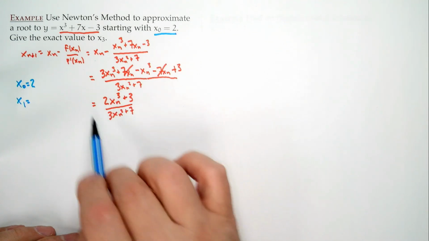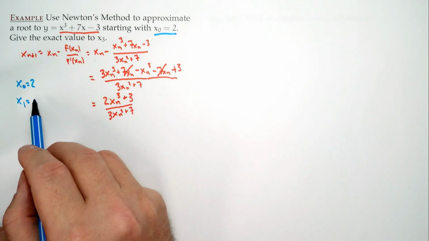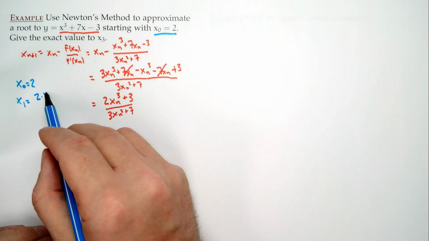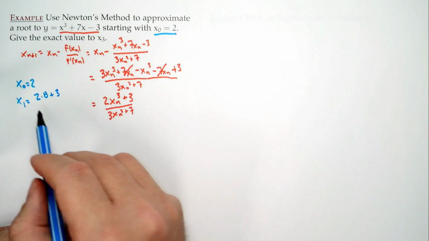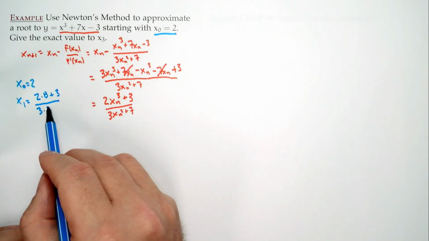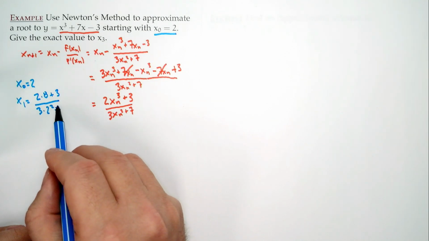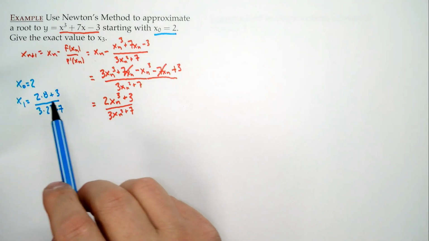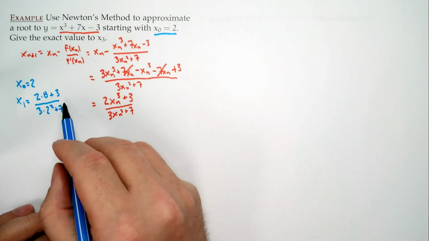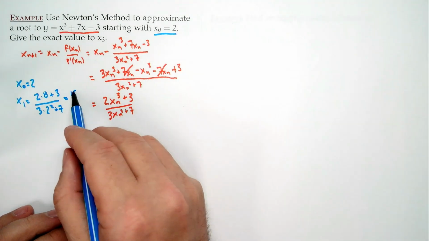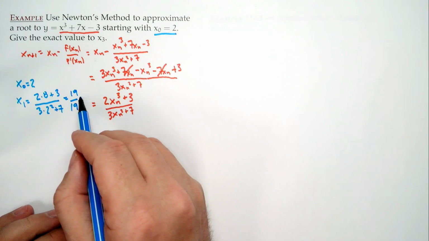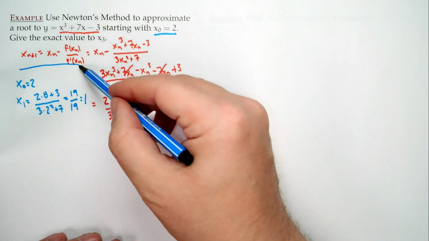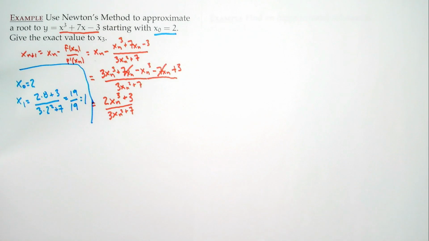So if we plug into this bottom one, the one where we cleaned it up, what would we get? Well, we'd get 2 times 2 cubed, so that's 8, plus 3. Downstairs we're going to get 3 times 2 squared plus 7. Now, 2 times 8 is 16. If we add 3, that gets us to 19. 3 times 2 squared is 12. If we add that to 7, we get 19, which means x1 is equal to 1. Nice. Okay. That means it's not so bad to keep going.